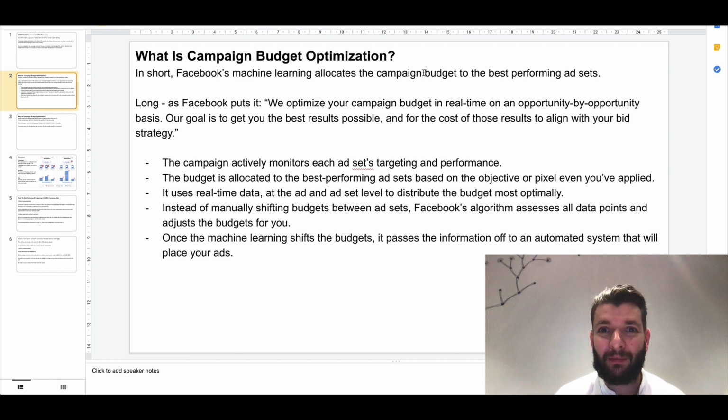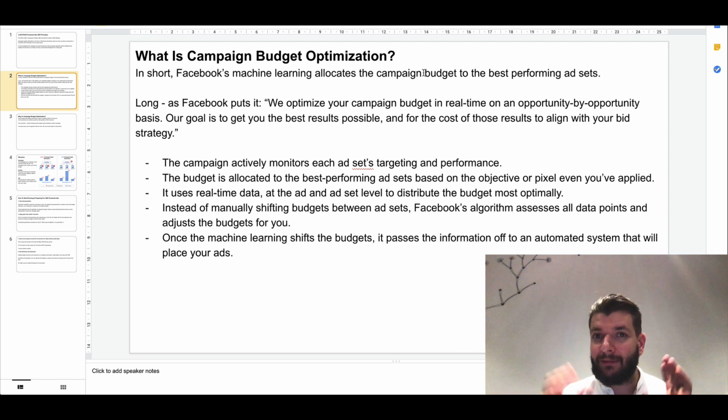Pretty much, Facebook has a goal to make you as much money as possible, for you to be as profitable as possible, obviously taking into consideration all other advertisers, how good your ads are, and how well your website converts. All of these factors are considered, and the campaign actively monitors each ad's targeting and performance, and then the budget is allocated to the best performing ad sets.